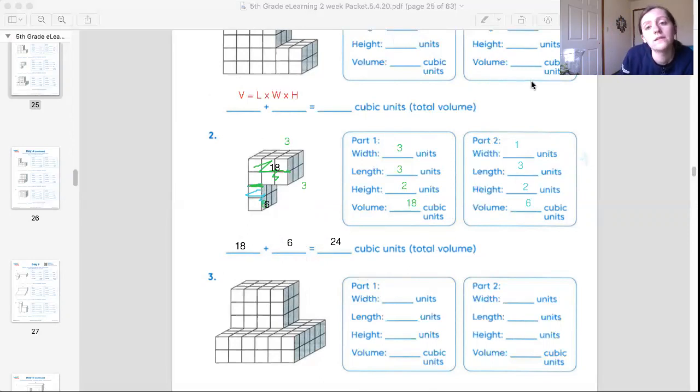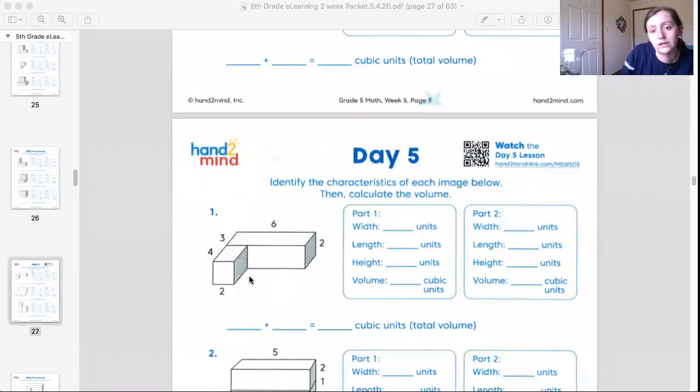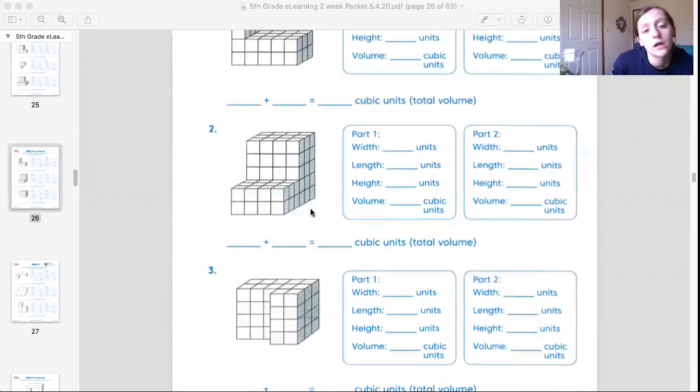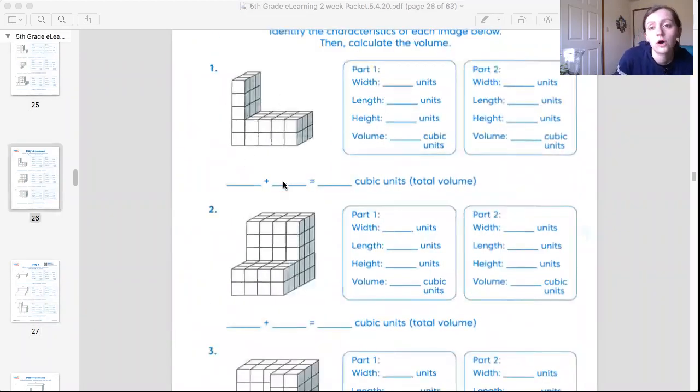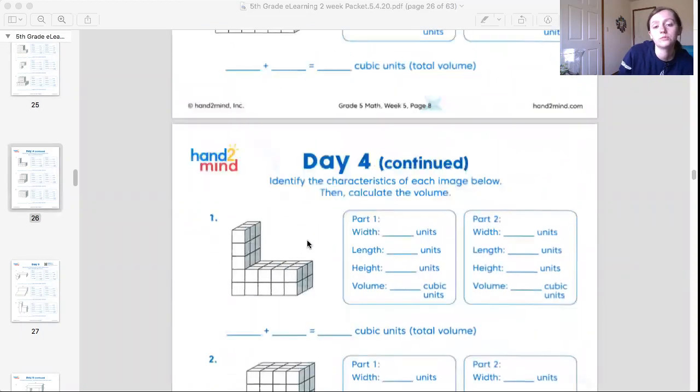Okay. And that's how you're going to go about solving each of these ones, whether they have the grid lines like this or not for day number 5. Okay, so for day 4, they don't necessarily label the numbers, but since they give you the individual cubes, you can count.